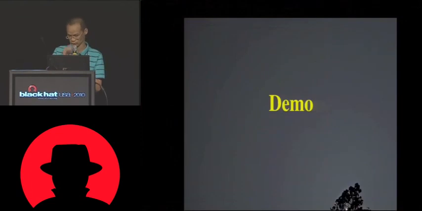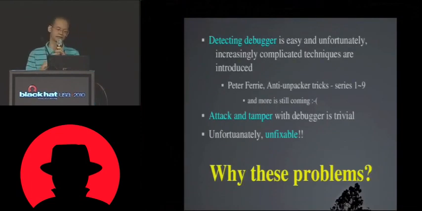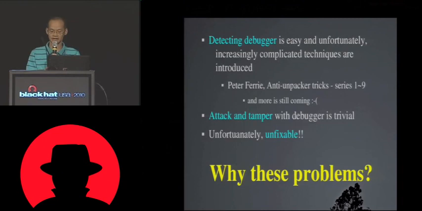So coming back to our slide. You can see that detecting a debugger is very easy. And unfortunately, increasingly complicated techniques are being introduced. First of all, Peter Ferrie from Microsoft published a nice series of papers about anti-unpacker tricks that include many anti-debugging techniques. And I think he's going to publish more and more tricks like that in the future.